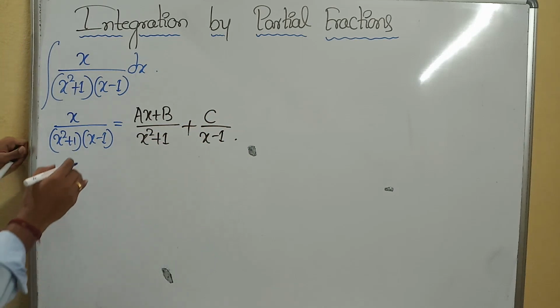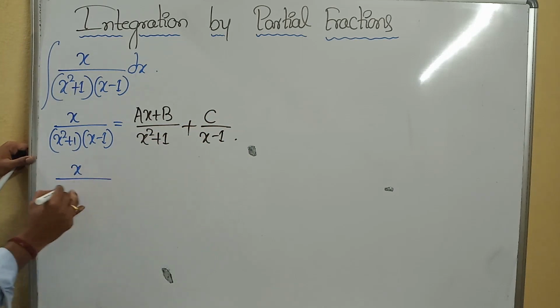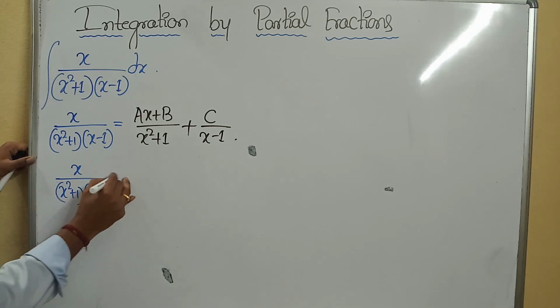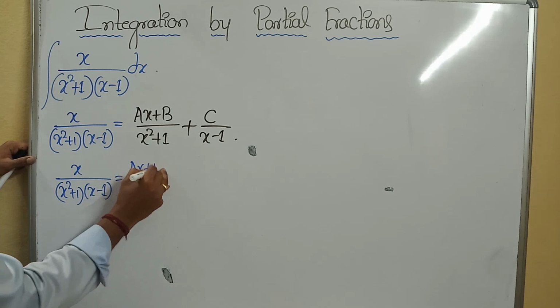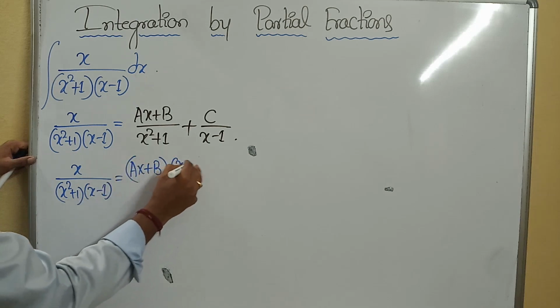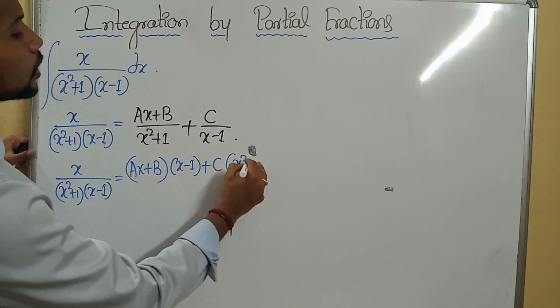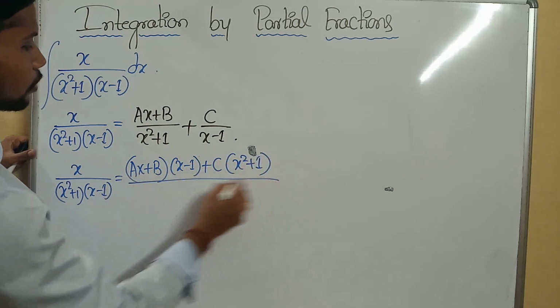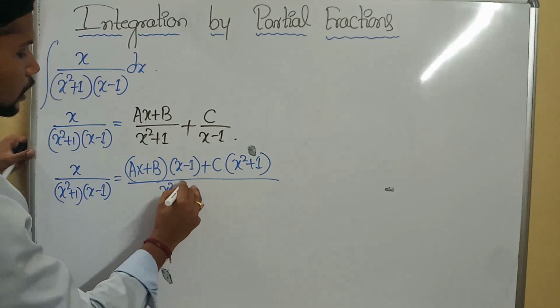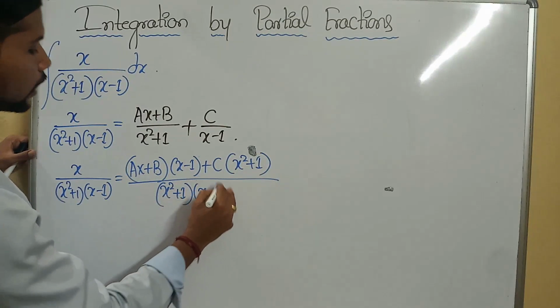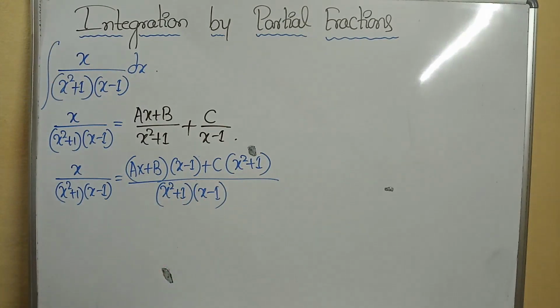After this one, I need to go for the LCM. X divided by x square plus 1, x minus 1 is equal to ax plus b into x minus 1 plus c into bracket x square plus 1. The LCM will be x square plus 1 x minus 1. Getting the point clearly? Means both the denominators will be cancelled.